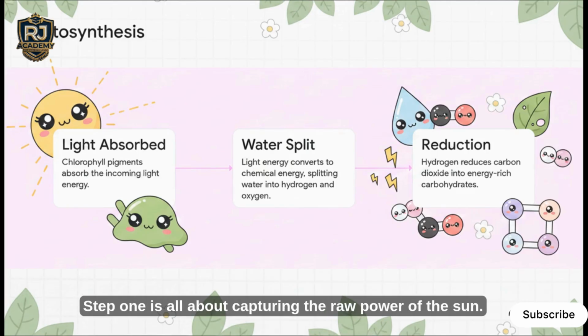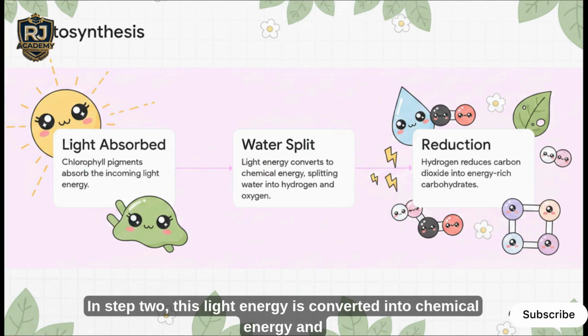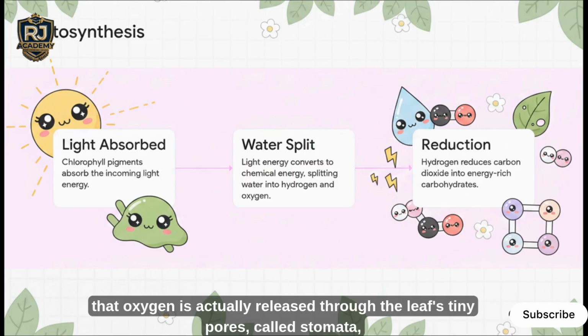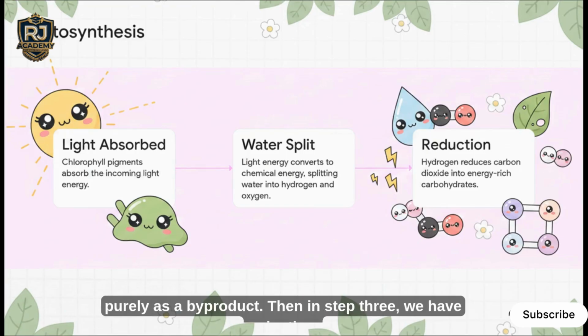Step one is all about capturing the raw power of the sun. The green pigment, chlorophyll, acts almost like a tiny solar panel and absorbs that light energy. In step two, this light energy is converted into chemical energy, and water molecules are quite literally snapped apart into hydrogen and oxygen. And hey, fun fact, that oxygen is actually released through the leaf's tiny pores, called stomata, purely as a byproduct. Then in step three, we have reduction.